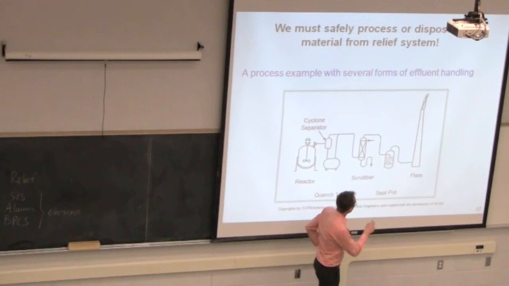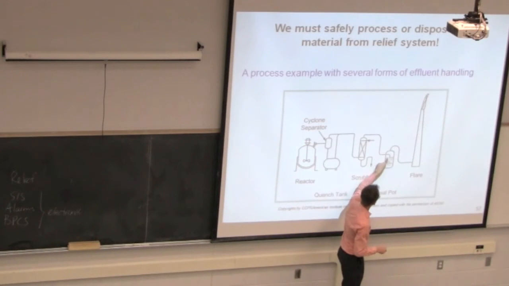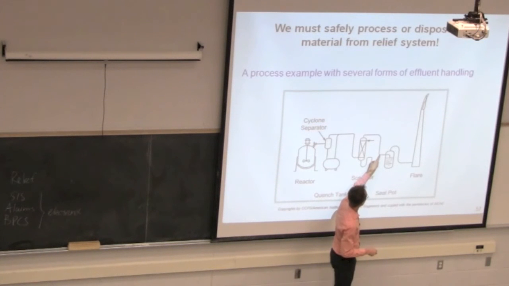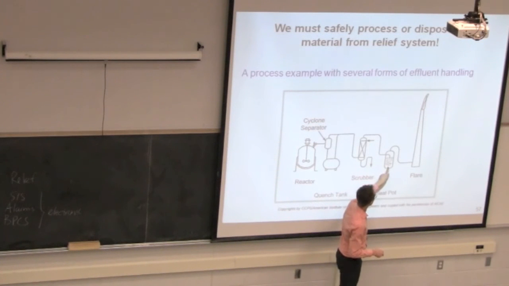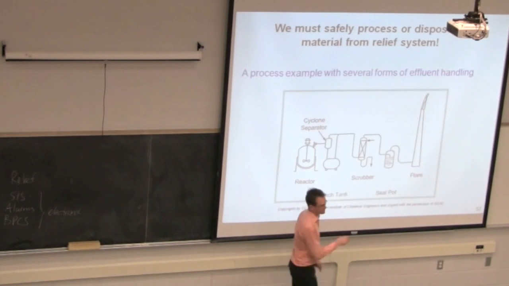We then send it to a seal pot where we remove water again. So bubble your vapor and potentially a bit of liquid in here through a liquid stream, the vapor rises, and that's what we send to the flare.